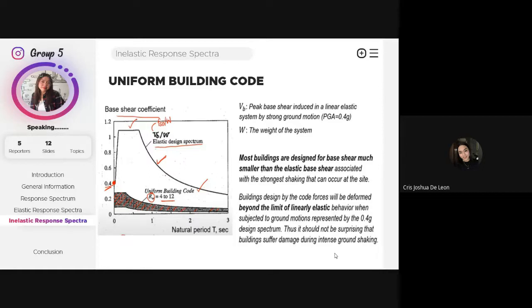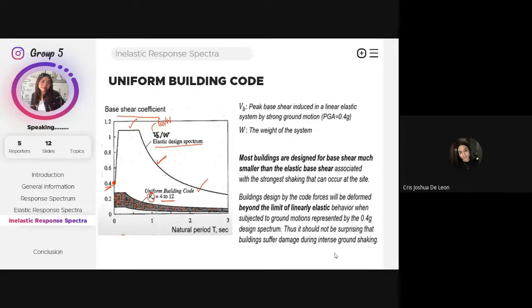Taking the Uniform Building Code, you can see here the example for different R_w equal to 4 to 12. You will be somewhere in this range, and you will be designing a structure for a force which is far lower than what is required for the structure to remain elastic, or the elastic spectrum. Most buildings are designed for a base shear much smaller than the elastic base shear associated with the strongest shaking that can occur at the site.